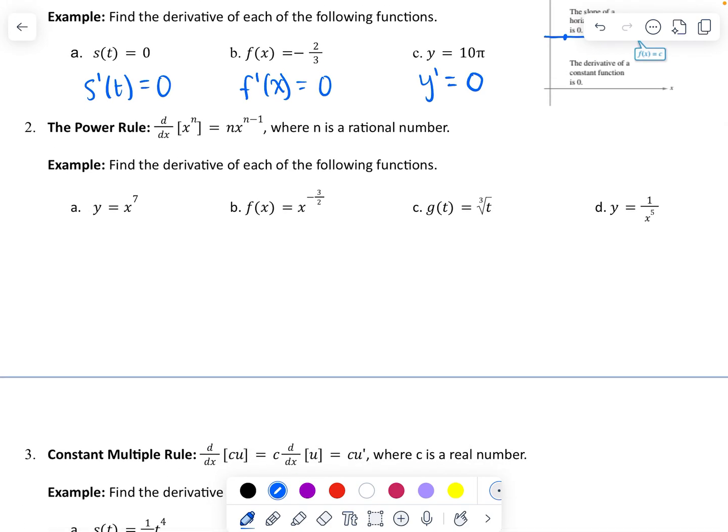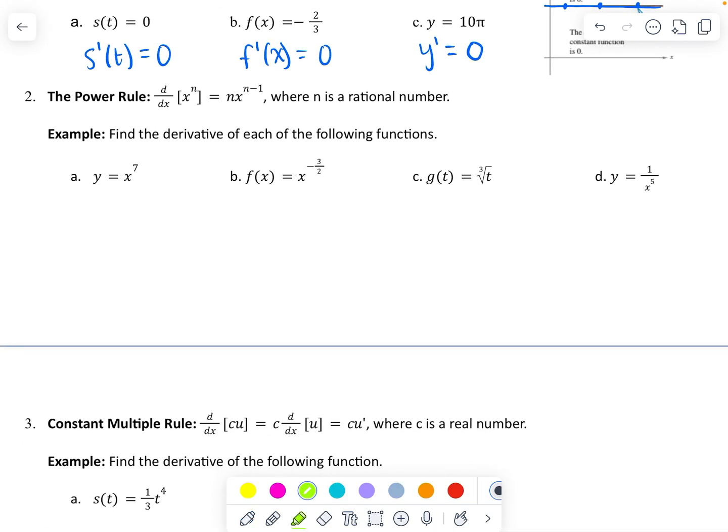Now the power rule. This is one of our most frequently used rules. If you have the derivative of some polynomial, so some variable x to a power, what you do is you bring that power in front. That's where that n comes from, and then you decrease the power by 1.